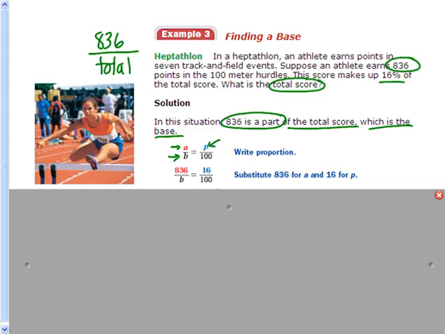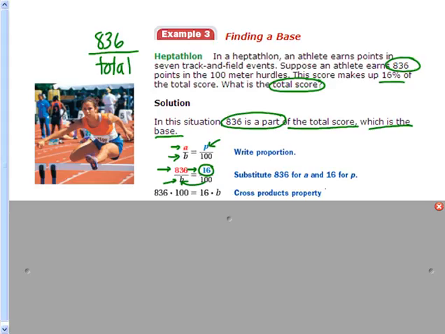Let's see how they got that set up. So here we see that 836 is part of the whole, of the total. B is the base, but we don't know what that is. Base is bottom. We know that 836, that score, is 16%. So notice it's right across from 16% in the proportion. What we don't know is the whole. We don't know what 100% of the score is. That's what we need to find this time.